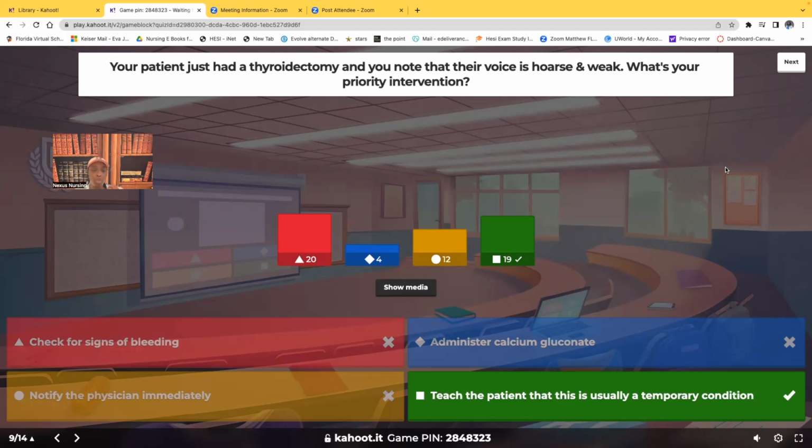No, before you call the doctor, the healthcare provider, the nurse practitioner, whoever, make sure you have the necessary information that you're going to have to relay. So the correct answer is let them know that this condition is temporary.